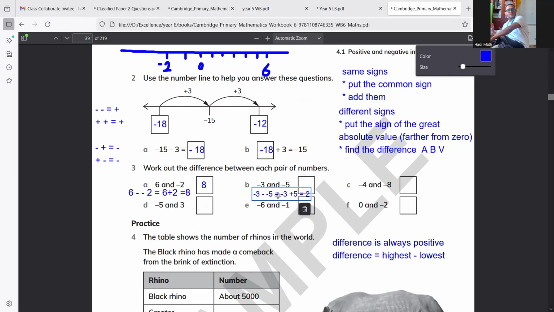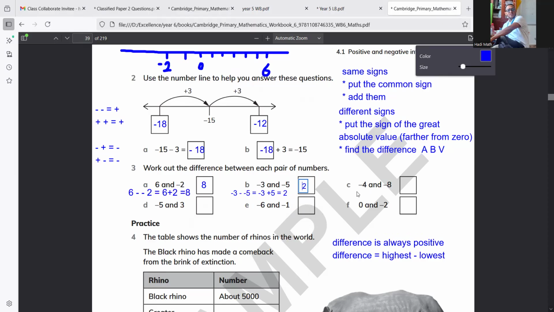Okay, one of the most common mistakes is that students think it is negative 8. No. Difference must be a positive number, which is equal to 2. And as I've told you, this is negative 3 here, then negative 4, negative 5. The difference between them is only 2 units.